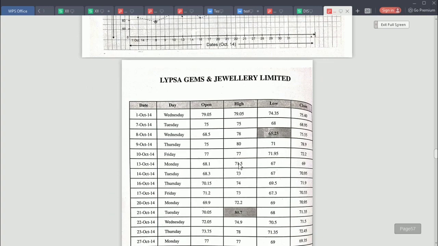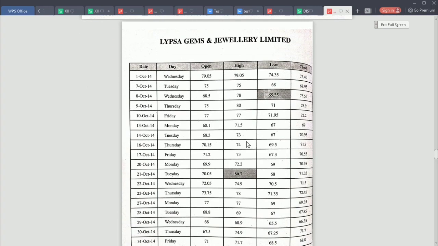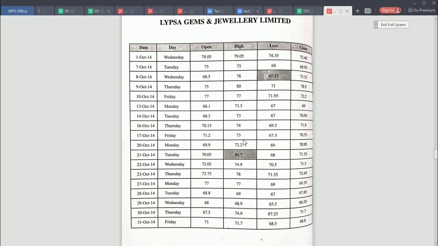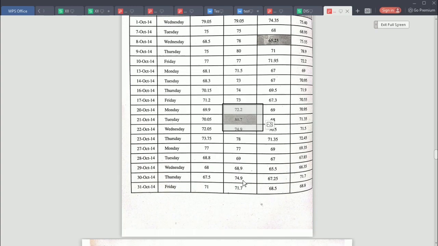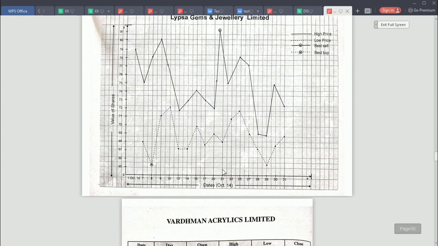This way 5 charts. This is another company, Lipsa Gems and Jewelry. 5 charts we need to create. Lipsa Gems and Jewelry Limited had its lowest price on 8th October and the highest price was on 21st of October. After 8th October, 21st is the highest price on which a shareholder can sell the share. So we are assuming that a shareholder has bought on the lowest price and sold after that date on the highest price. So this is the chart for Lipsa Gems and Jewelry.